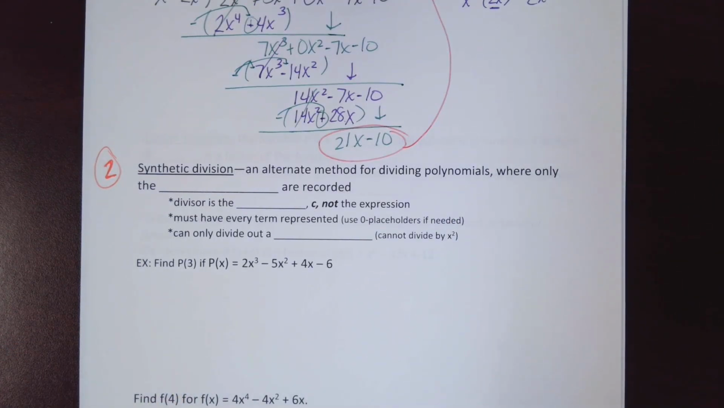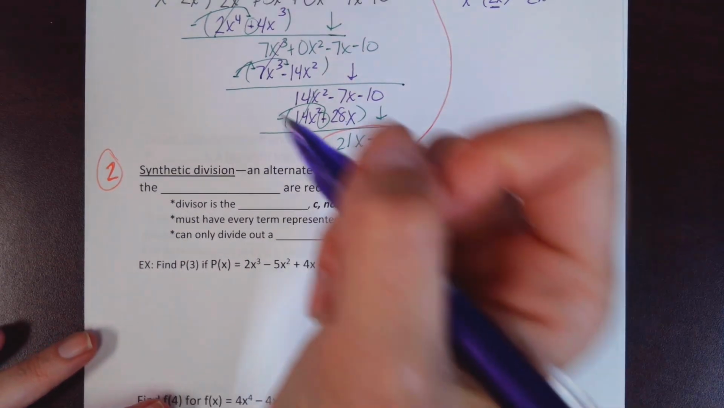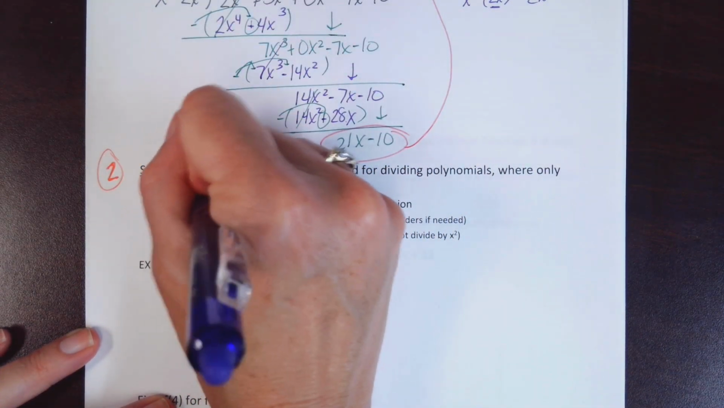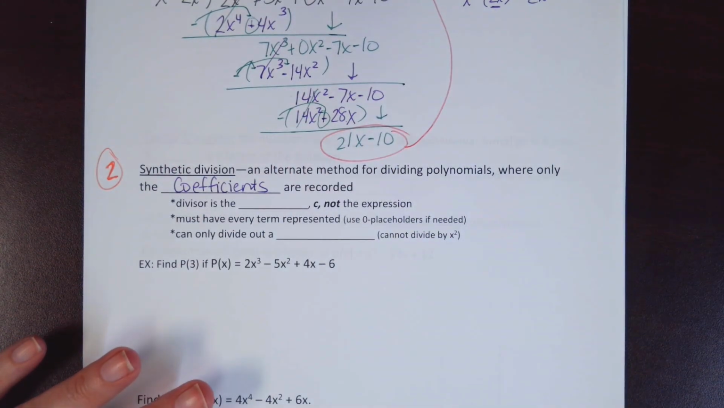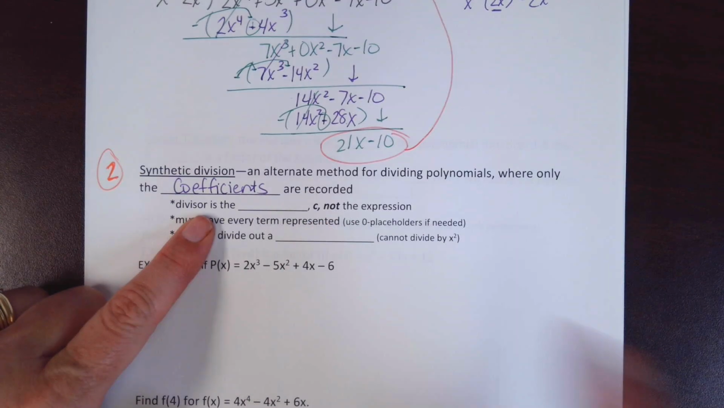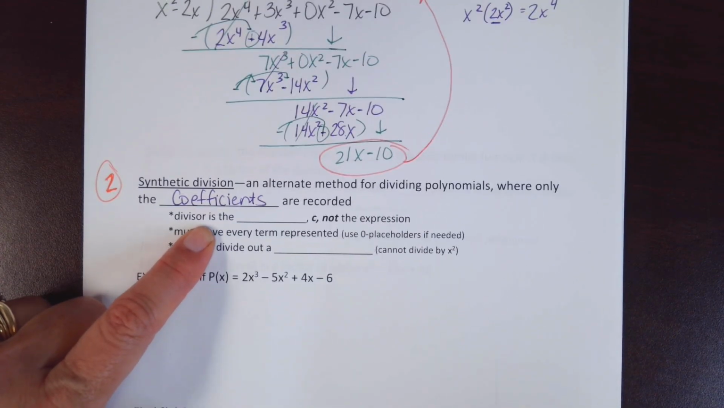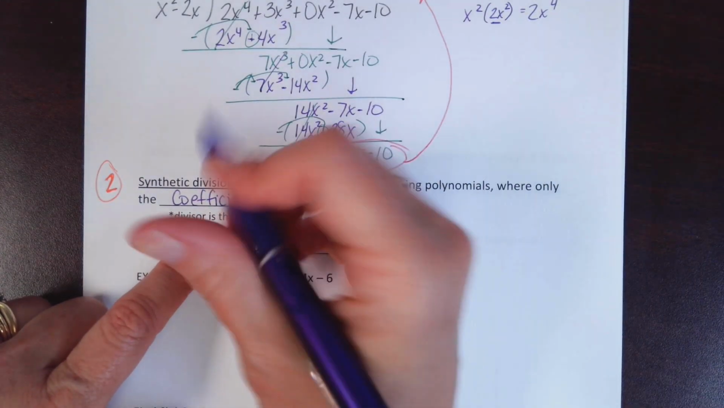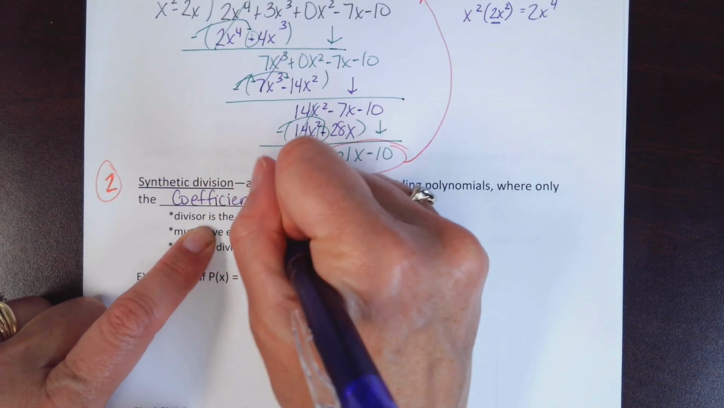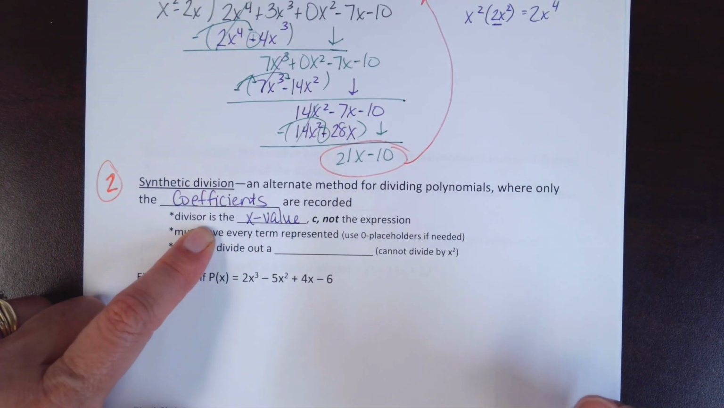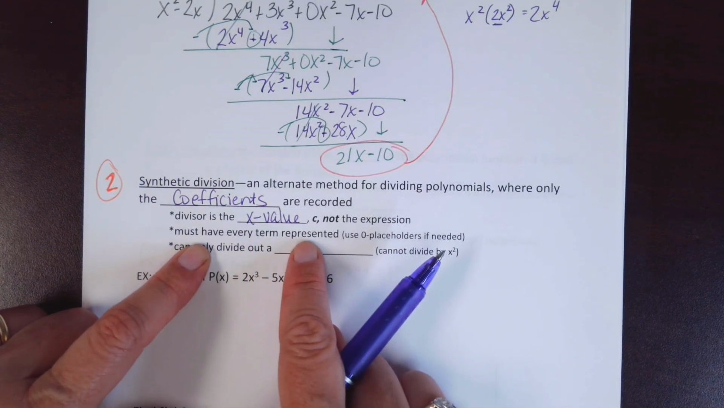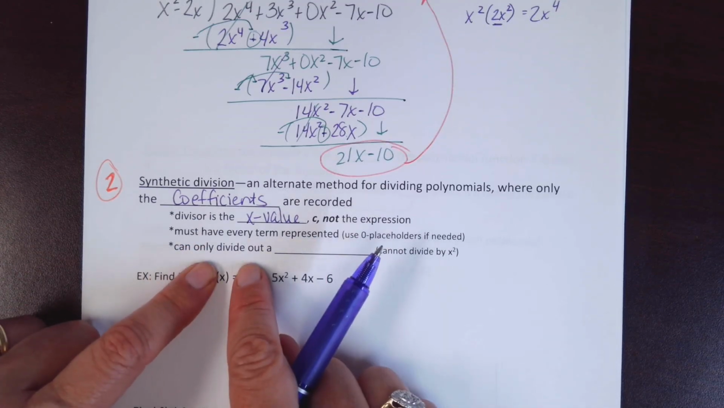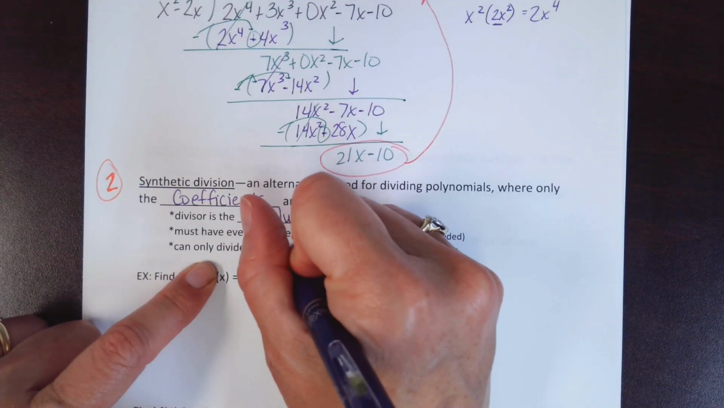Synthetic division uses only the coefficients. We're working with just the coefficients when we're working through the division part of the problem. Instead of using the expression x minus c, the divisor is just the x value c. We're just dividing by c, not the expression. You have to have every term represented. That's the same as with long division, so we have to use 0 placeholders if we need them. And we can only divide out a single degree.